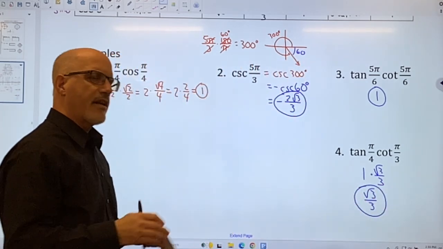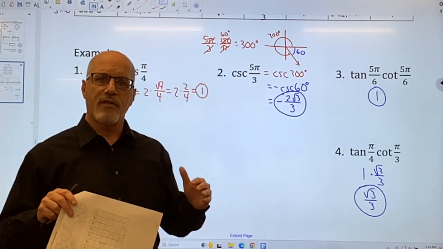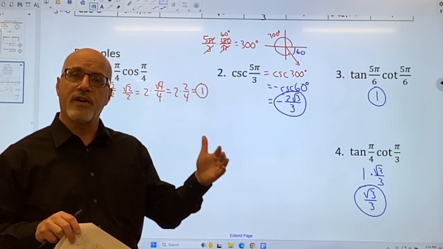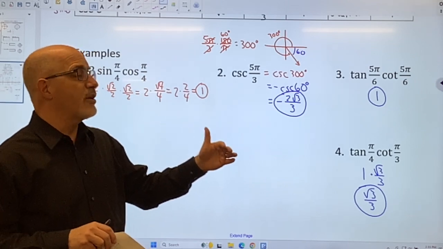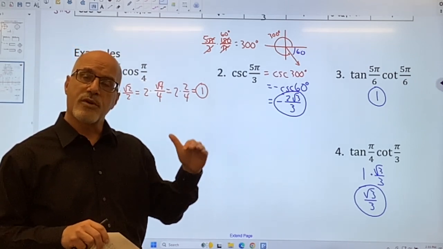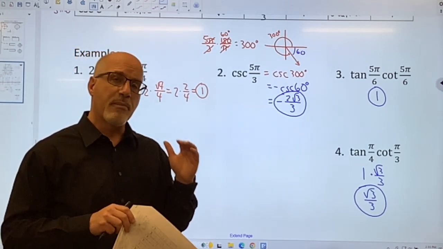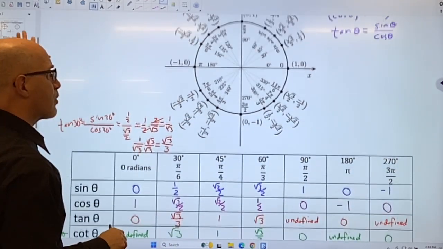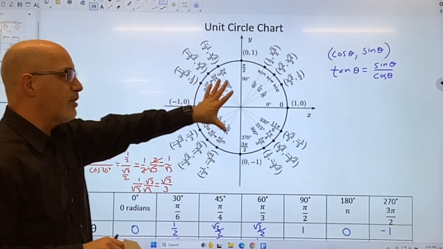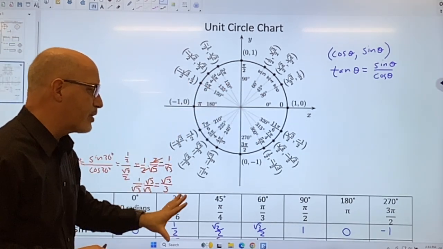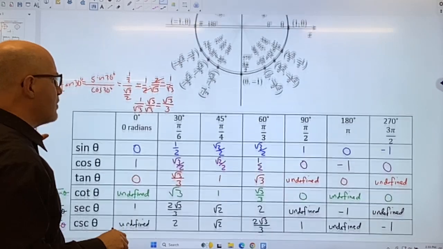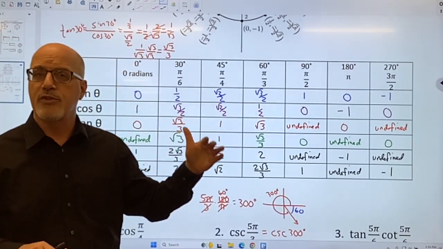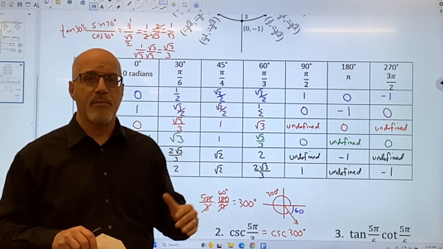So we've used a lot of information in this video. We've used all of our identities that we've talked about, things like reciprocal identities, cofunctions. We talked about in which quadrants trig functions are positive and negative, but most importantly, what we've done is we've taken this graphic of the unit circle, we've translated it into a chart, and we're going to use that chart to look for patterns to help us know these values better, even sometimes have them memorized.